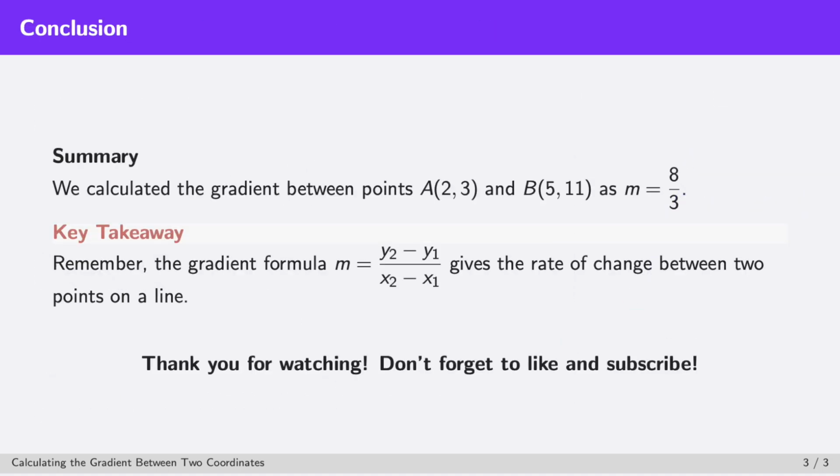Now, let's wrap things up with a summary. So in this example, we calculated the gradient between points A and B, and we found it to be 8 over 3. Remember, all we did was apply the gradient formula, which uses the difference in y values over the difference in x values. Super useful, right? Anytime you need to measure how one thing changes relative to another, gradients can give you a really clear answer.